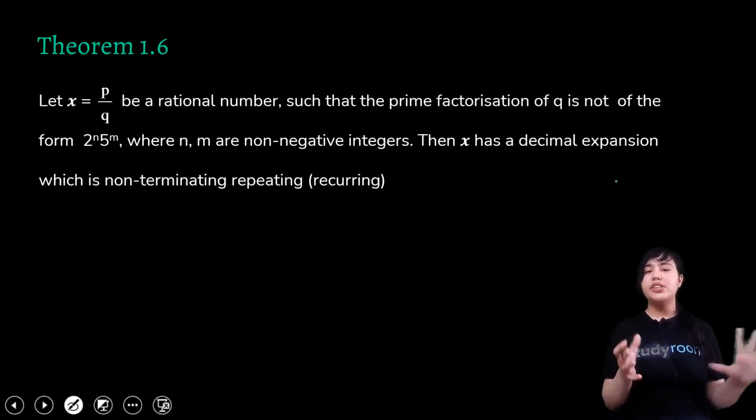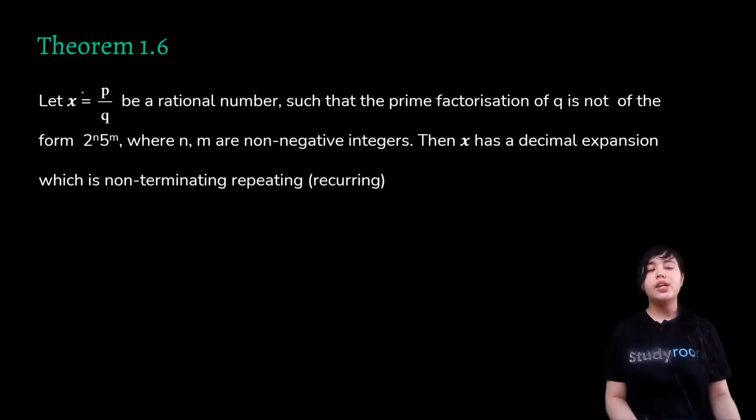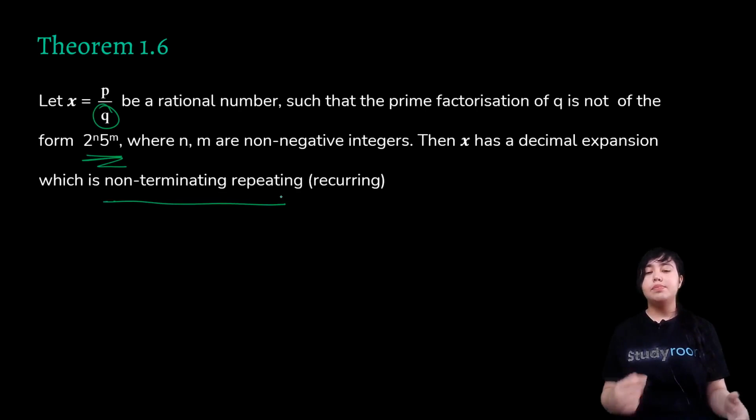So if you've understood theorem 1.5, theorem 1.6 is very simple. It again says that if I've been given some rational number x, I can write it as p by q, where p and q are co-prime. Then if q is written in the form of its prime factors by prime factorization method, and if it is not of this form, then I'll get a non-terminating, repeating or recurring decimal expansion. Very simple again.